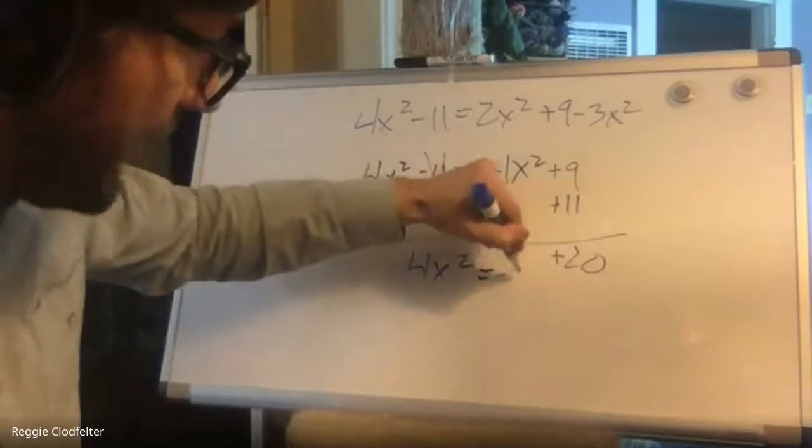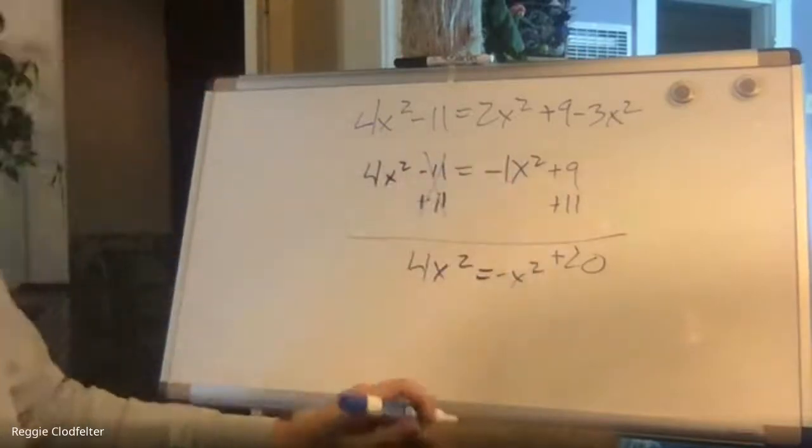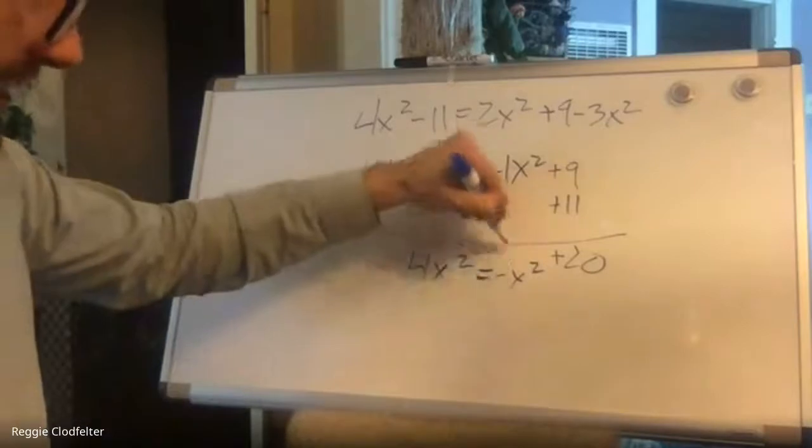So now I have 4x squared equals negative x squared plus 20. Remember, negative x squared is the same as negative 1x squared.